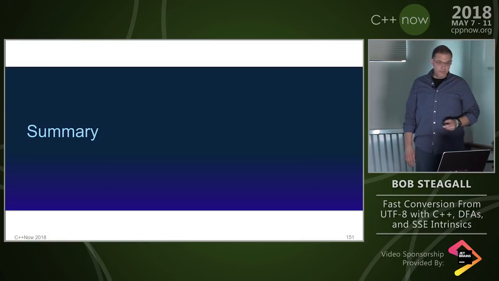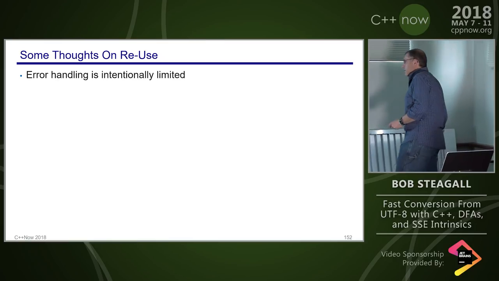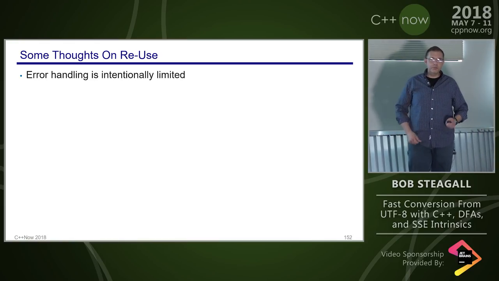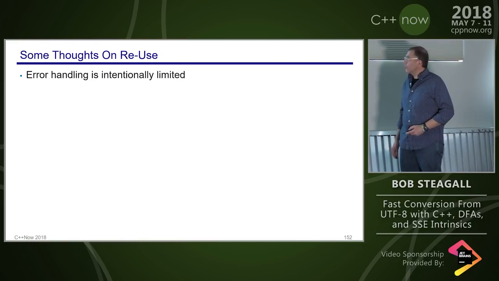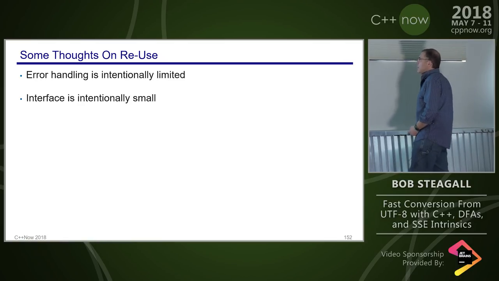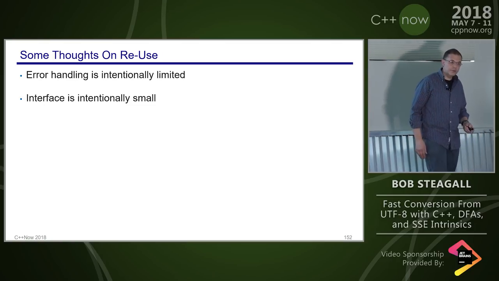Okay, so some parting thoughts. As I said, this is code that I wrote to sort of prove a point and determine whether or not this is an approach that could be useful in the real world. So there is no error handling in it. It's intentionally limited. The interface is intentionally small and limited to pointers for the moment.